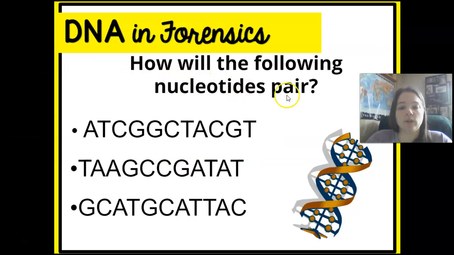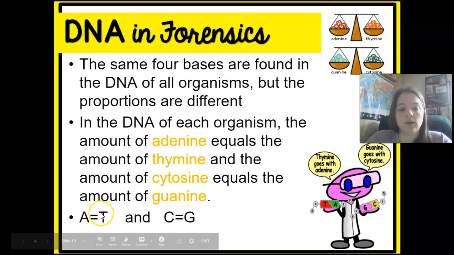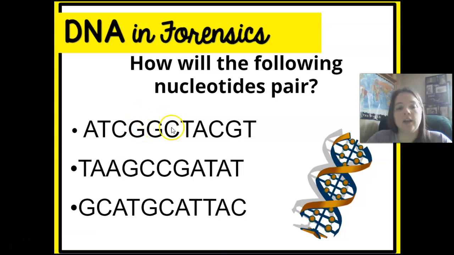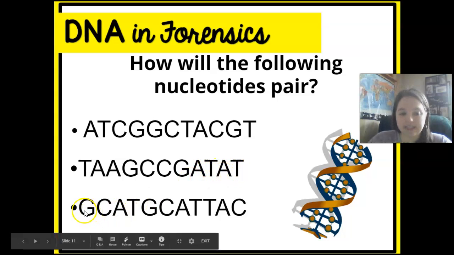So how will the following nucleotides be paired? A matches to T, so it'd be T, A, G, C, C, G, A, T, G, C, A. Do you see how it goes on? You would just link with the opposite one. All right? Same with this. This would be A, T, T, C, G, G, C, T, A, T, A, C, G, T, A, C, G, T, A, T, G. You would just use the opposite one.